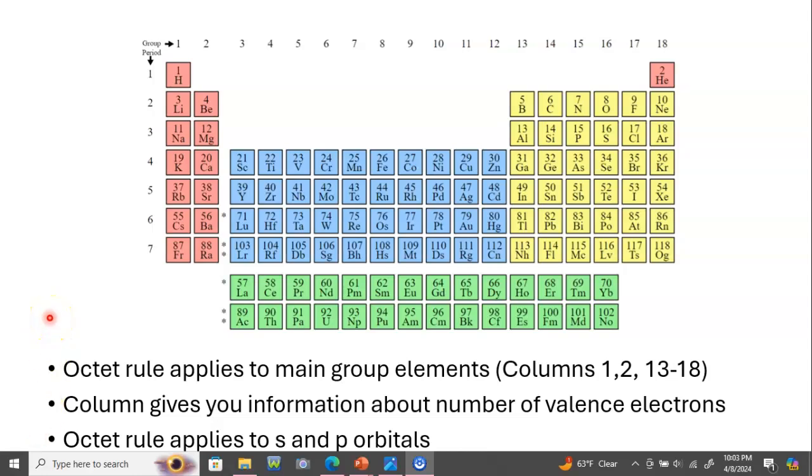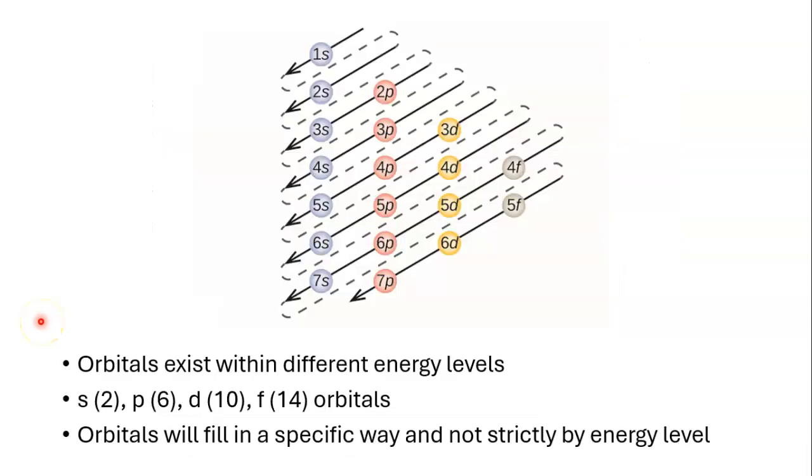Okay, so we'll go through a few examples. Again, there's another thing I just wanted to highlight. It's important to realize that different orbitals will exist within different energy levels. I think you had mentioned in your email that you knew that there were different orbitals that exist. So there's the s orbital, which can hold 2 electrons, the p orbital, which can hold 6, the d orbital that can hold 10, and then the f orbital that can hold 14.